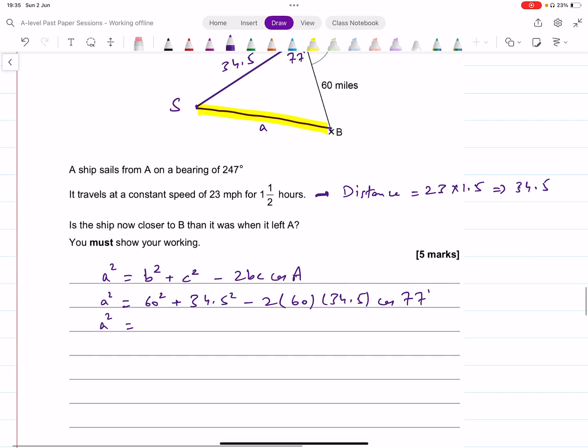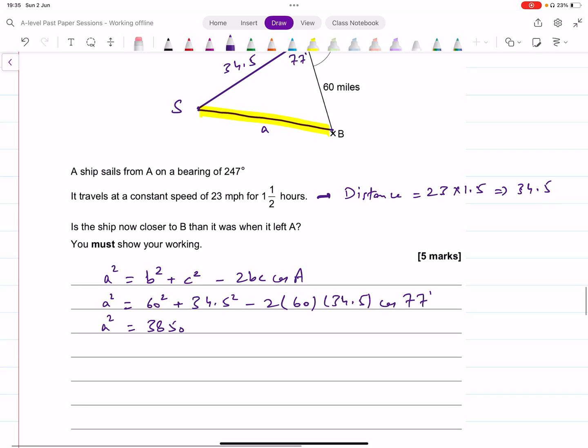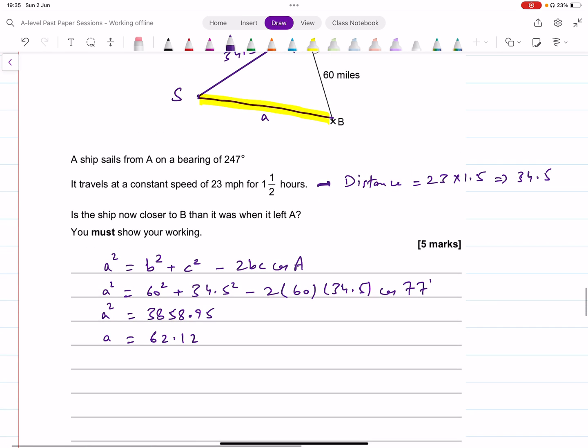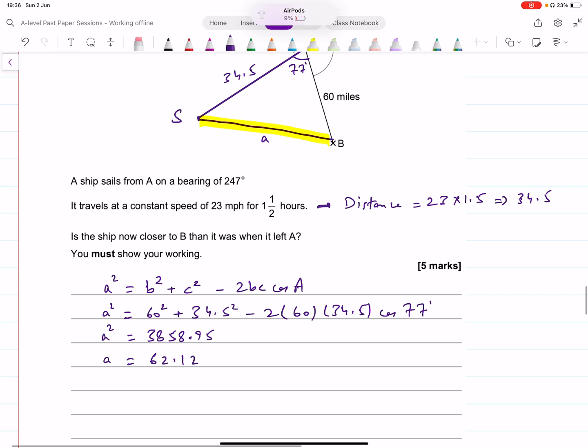Okay, so this is giving me 3858.95. And then when we take the square root of this, that turns out to be 62.12. That means the distance from S to B is 62.12. So which distance is closer? Which distance is smaller? You can see that the distance earlier was 60 and now it is 62.12.